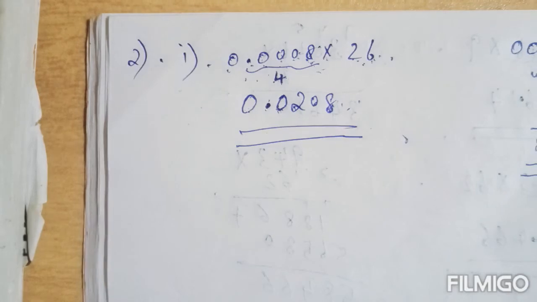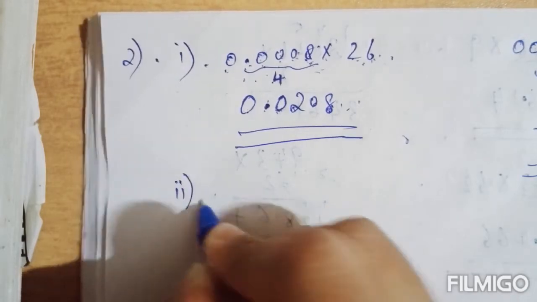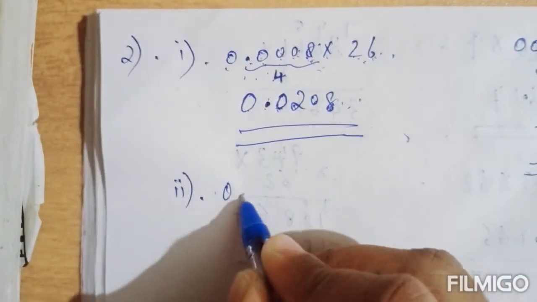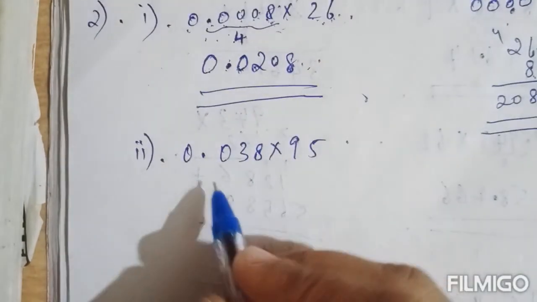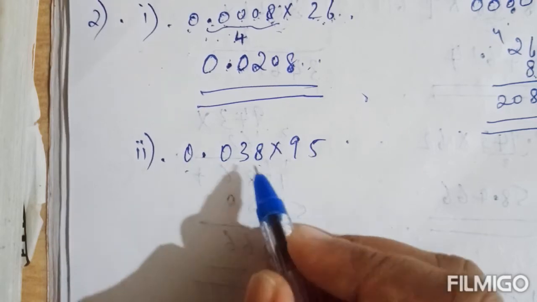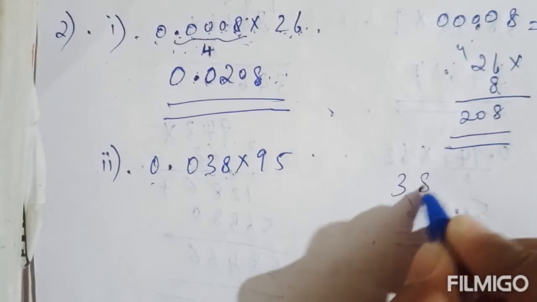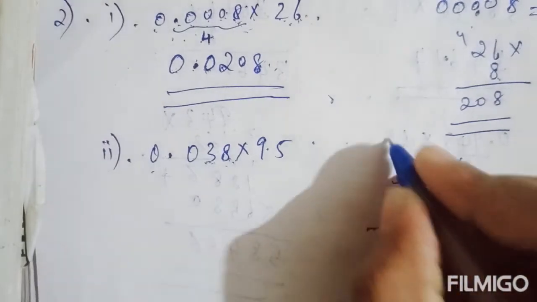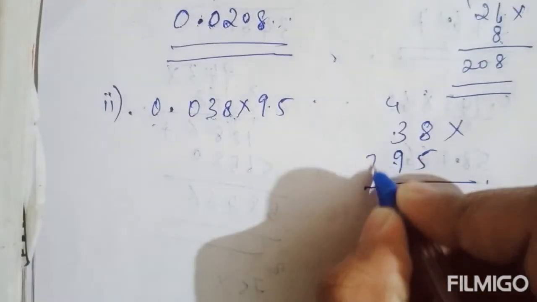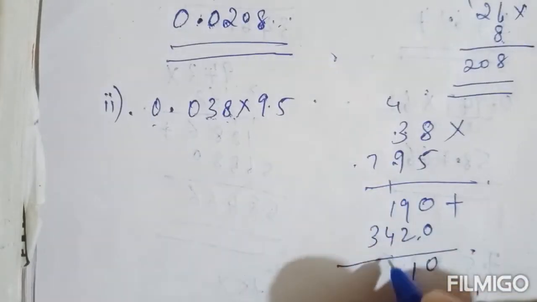Okay. Now in that second one, 0.038 into 95. So without decimal point, if you take this, it will be 38. 0038. It means 38. Okay, into 95. First find that product. So 8 into 5, 40. Here 90. Now 0. 8 into 9, 72. 27 plus 7, 34. 0, 11, 6, 3.